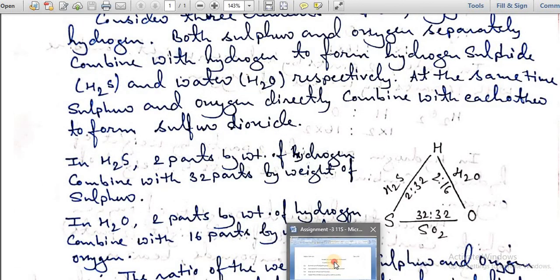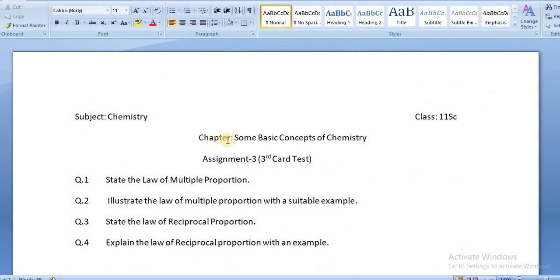Now for assignment 3, question number 1 is: state the law of multiple proportion. Second, illustrate the law of multiple proportion with a suitable example. Question number 3, state the law of reciprocal proportion. And question number 4, explain the law of reciprocal proportion with an example. So complete this assignment and send it to my mail.